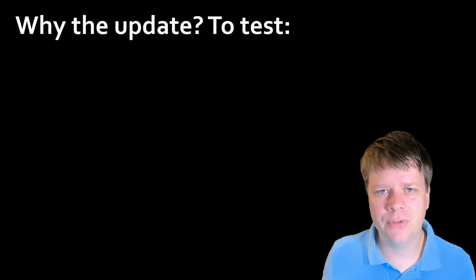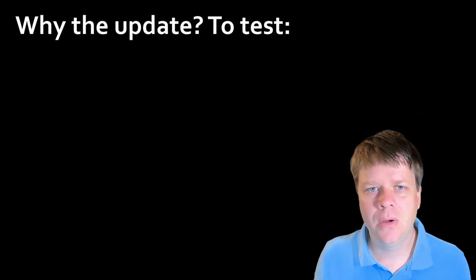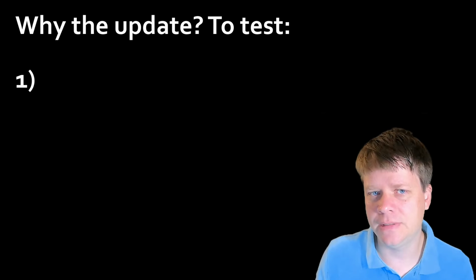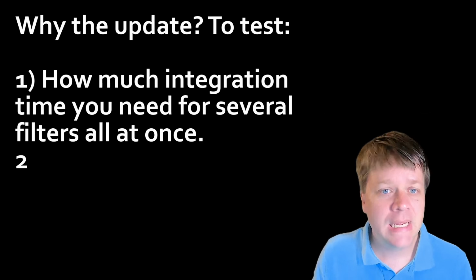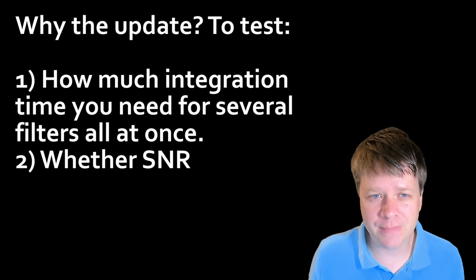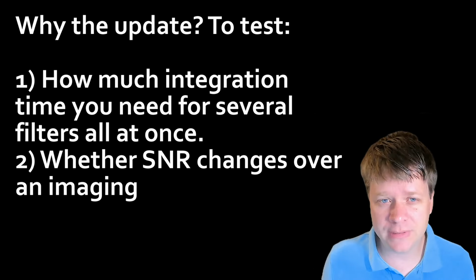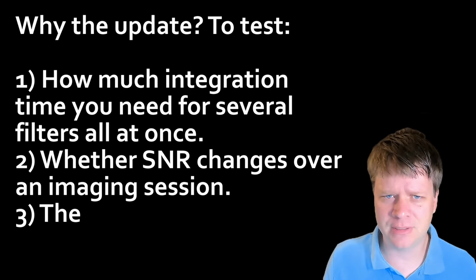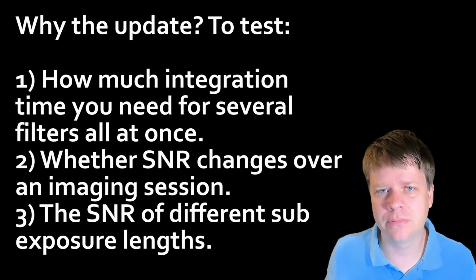Major update here is that you can now enter multiple values from different subframes to compare things. But why would you want to do this? Well, here is a non-exhaustive list. You can see how much integration time you need for several filters at once, test the SNR of different subframes taken at different times to see how SNR changes over the course of an imaging session, get actual SNR results for different sub-exposure lengths, and more. I think seeing everything all at once is really useful.